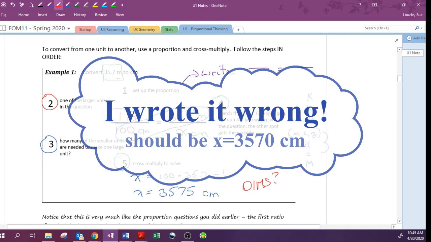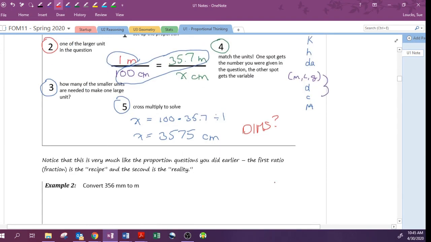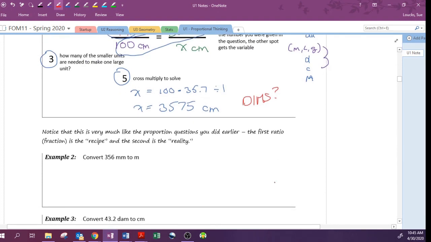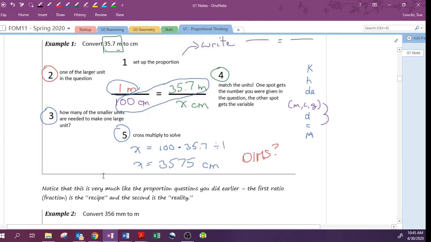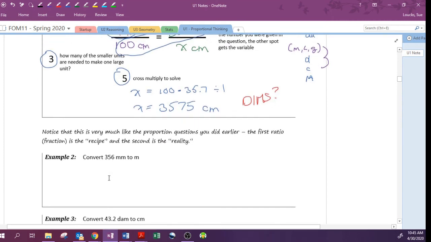All right, notice that this is very much like the proportion questions you did earlier. Actually, sorry, that's from a different class's notes. But do notice when we do proportions, I do talk about the first of the fractions is the recipe. So the 1 meter to 100 centimeters, that's the recipe. That tells us what the conversion is. And the other one is the reality. The other one is what we're trying to figure out. All right. Okay, let's do a couple of examples now.